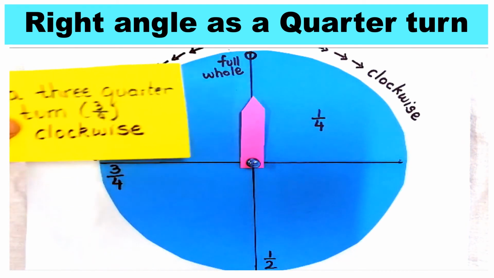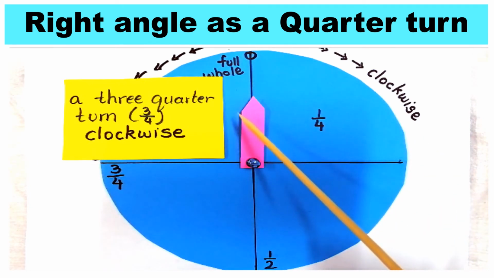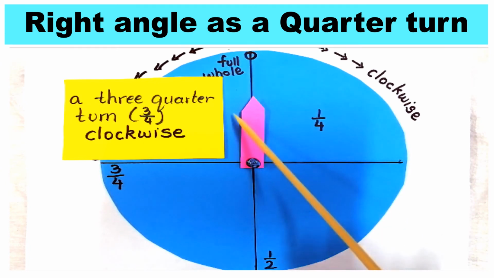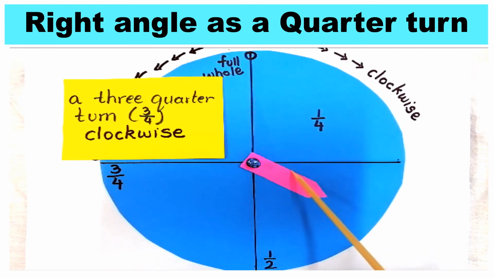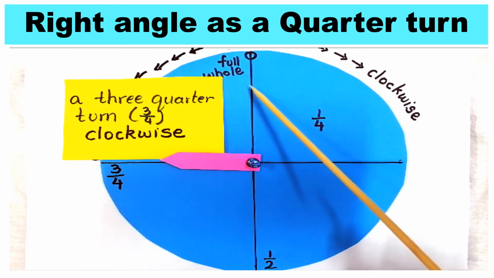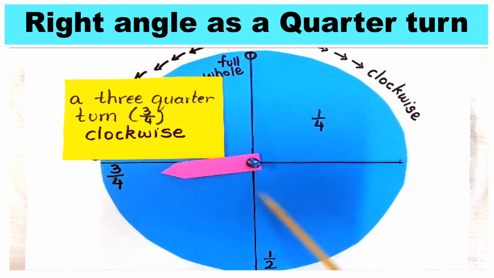Now our next turn, we call it as a three-quarter turn. Three-quarter turn in clockwise direction. Now let's bring our pointer in clockwise direction and let's see. The pointer moves in this way. As you can see, this is a three-quarter turn in clockwise direction. There are three right angles in three-quarter turn.